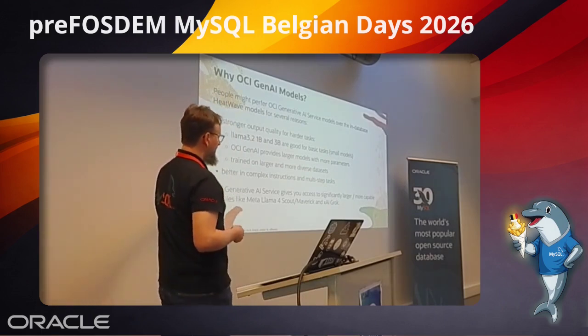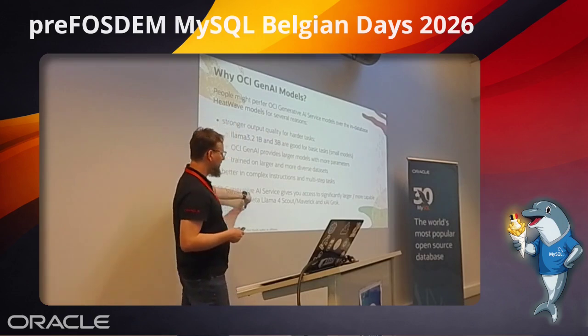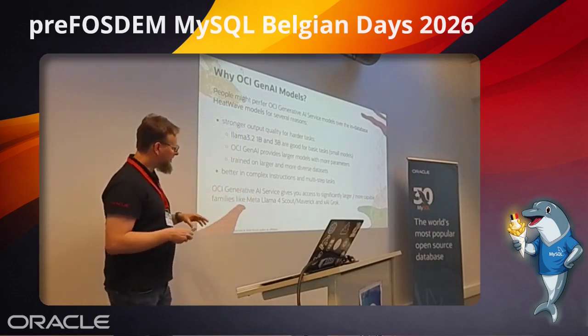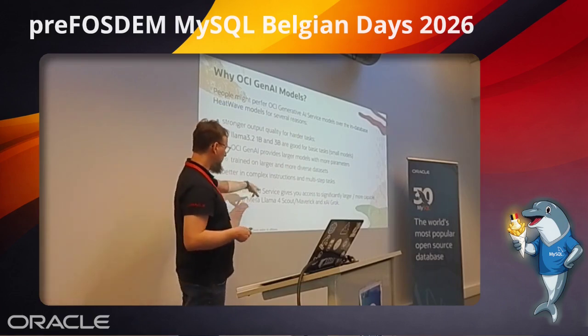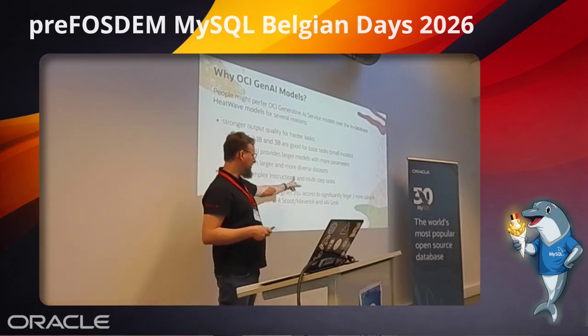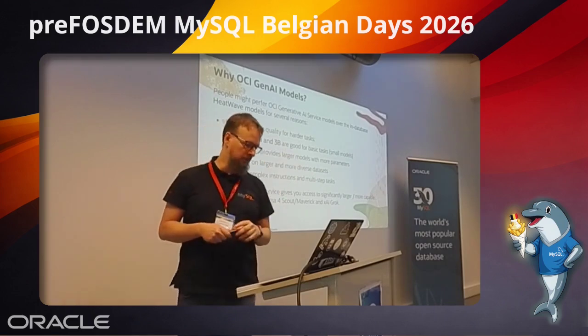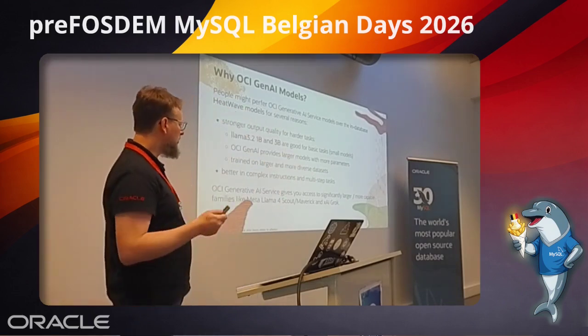And you can see that we have different, let's say, families of models here. We have Meta Llama also, but the 4, and we have also, for example, xAI Grok, and I will show you some examples of what we can do with these models.